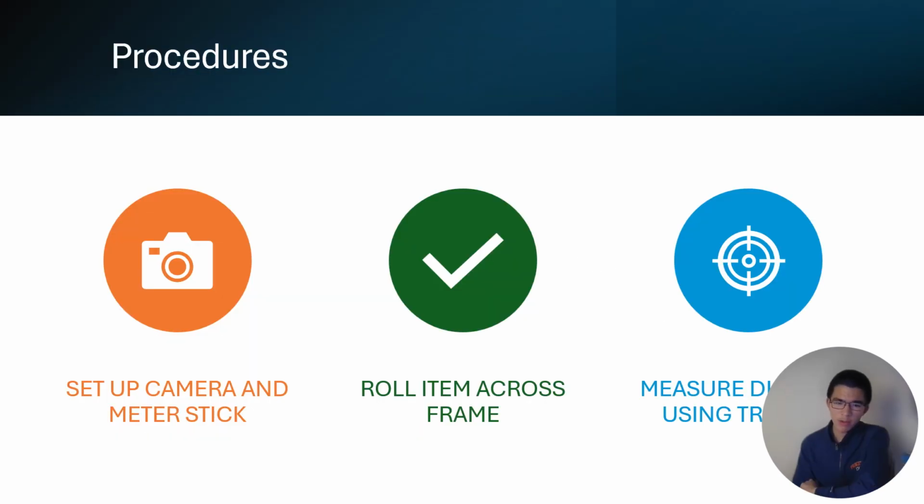Procedure for this lab: first we set up a camera and a measuring stick for later reference in Tracker. Then we rolled an item across the frame and measured the distance traveled using Tracker software.